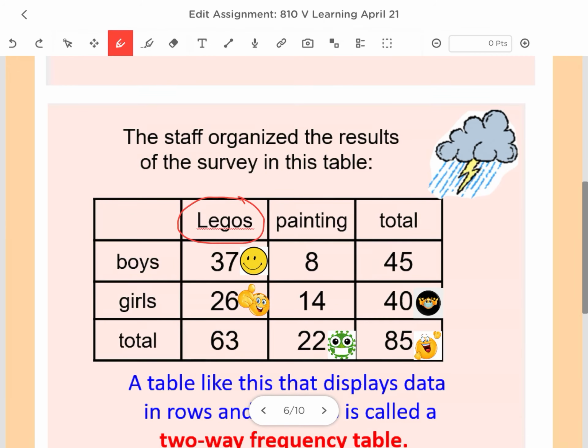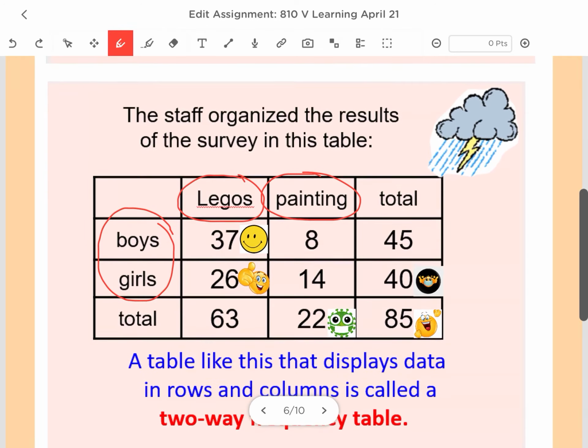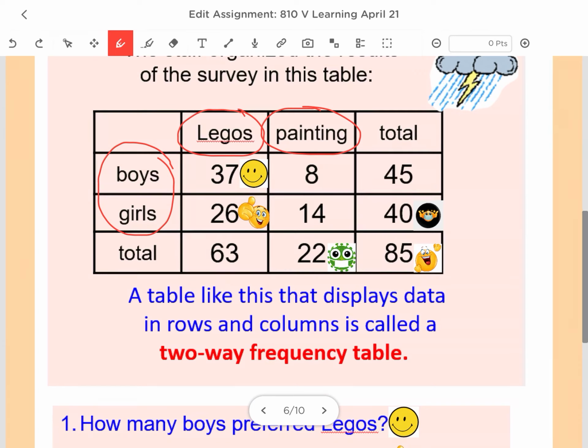So you can see in this table we have Legos and we have painting. We have then broken those numbers down between boys and girls so that we can see how many boys and girls each one have Legos and painting. And then we have 2 different areas that are totals. So a table like this is called a two-way frequency table. This two-way table is comparing 2 different pieces of data. It's comparing boys and girls, and it's comparing the activities that they are choosing, Legos and painting.